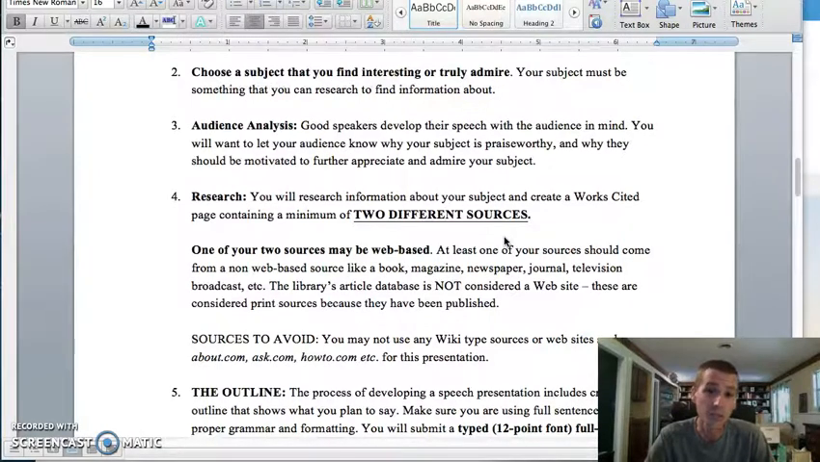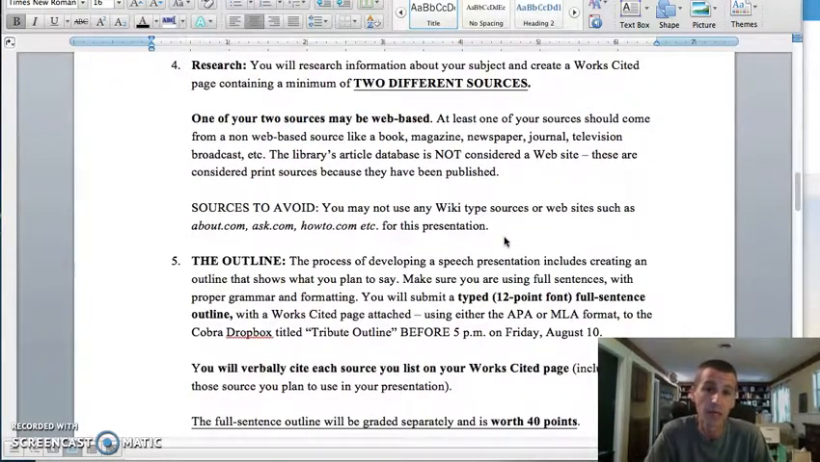You must use at least 2 different sources for this speech. Once again, one of your 2 sources can be web-based. The other must be what I consider a non-web-based source. That's print materials, personal interviews with credible sources, or you can use the Parkland Library database to access academic journals, encyclopedias, etc. Okay, so you must use at least 2 different sources, and you must verbally cite those sources in your speech, as well as integrating those into your full sentence outline and putting them in your works cited at the end of that outline.